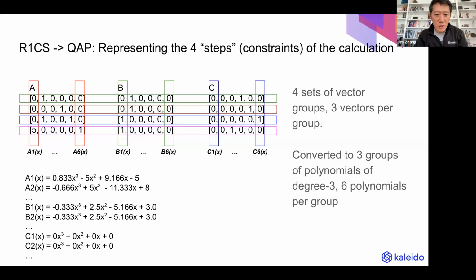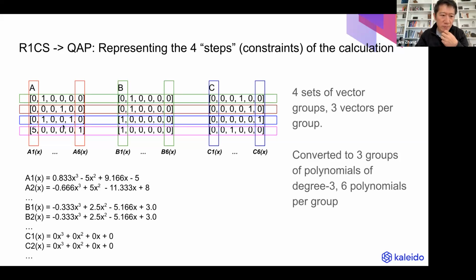Okay, so on the screen, you have our original R1CS system, the matrix. What we do now is we slice them up vertically so that you get a series of polynomials. So what do we mean? You can see we want to construct our first polynomial as a degree of 3 going vertically so that we have four numbers represented. As a result, we have our first polynomial being 0.833 x raised to the power of 3 and so on and so forth.